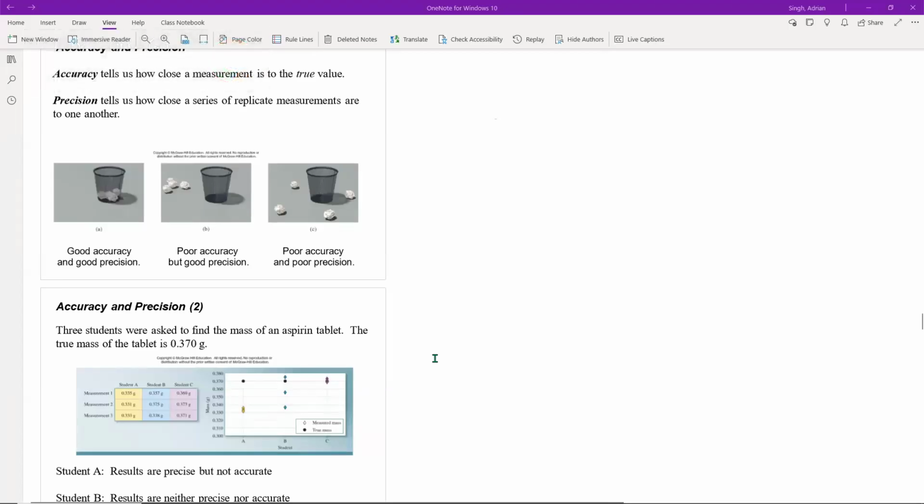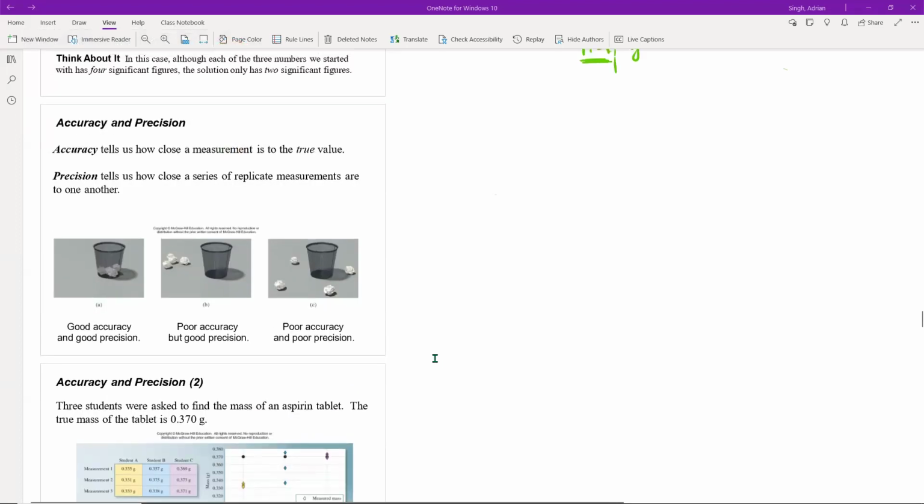All right, so now we're going to take a look at two terms that are often used interchangeably, but they actually don't mean the same thing. And those two terms are accuracy and also precision. So let's define them, and then we'll take a look at some examples to show how they're different from each other.